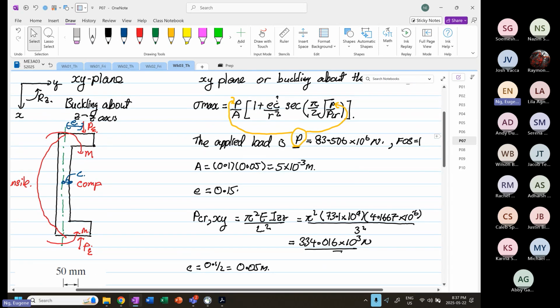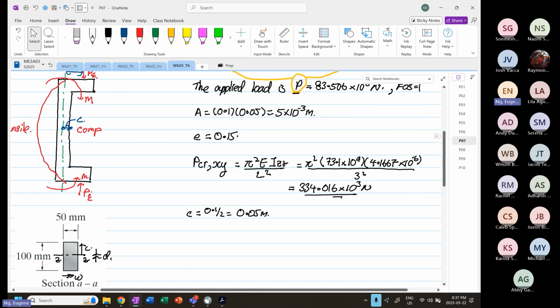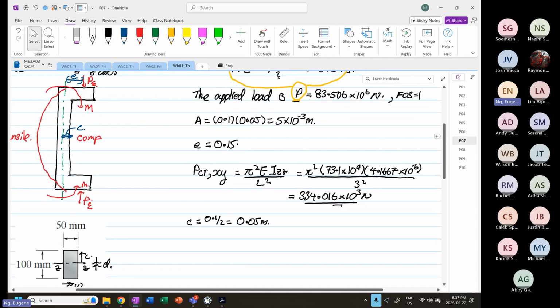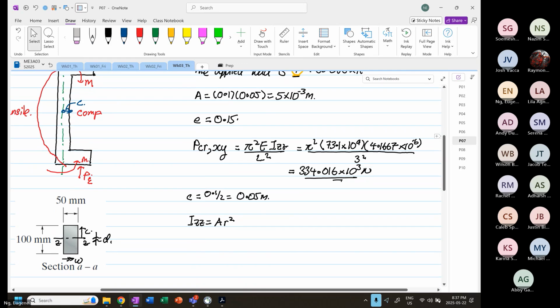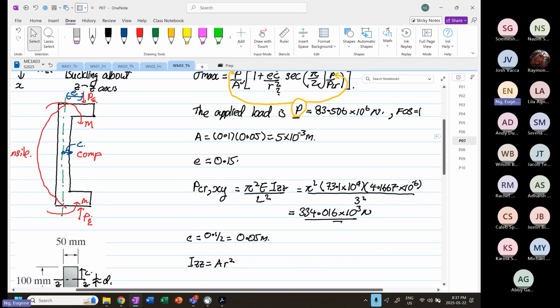Okay. So let's take stock. What do we have? We have P, we have A, we have e, we have C. We don't know what is our r. So our r will come from IZZ, so we have to use IZZ is equal to A r squared. Okay. So what we need is r squared.